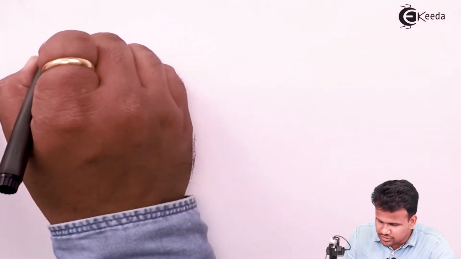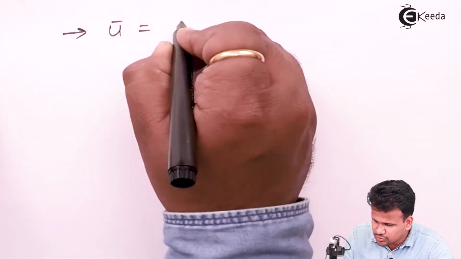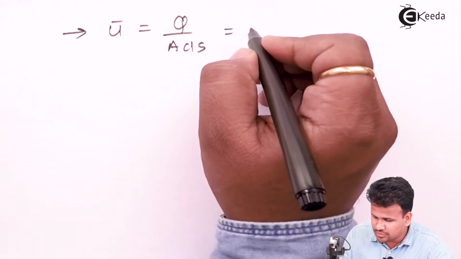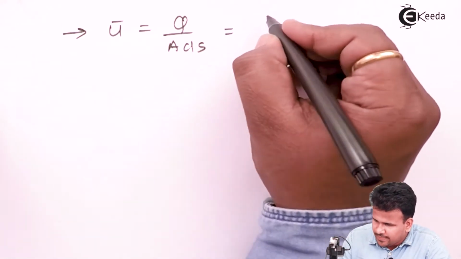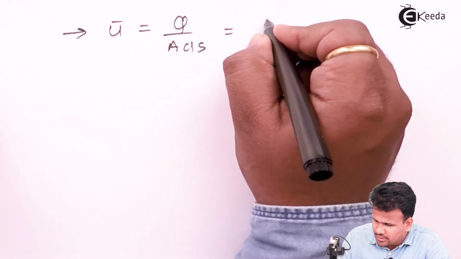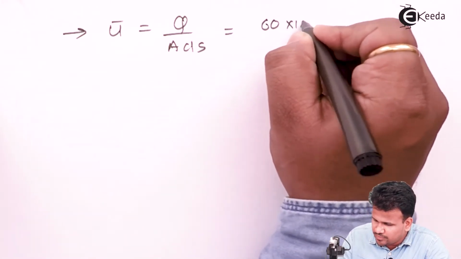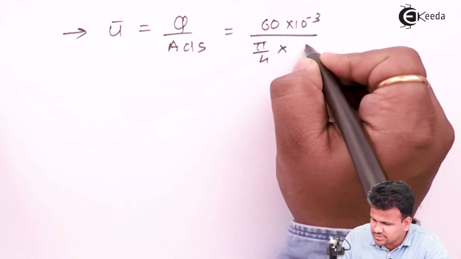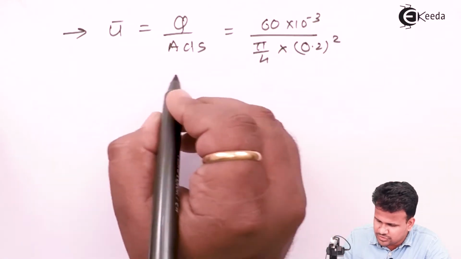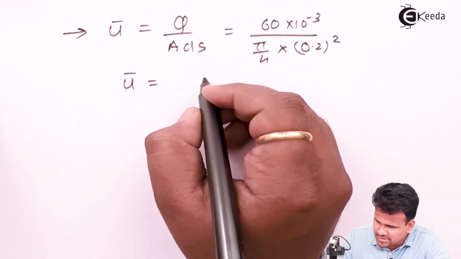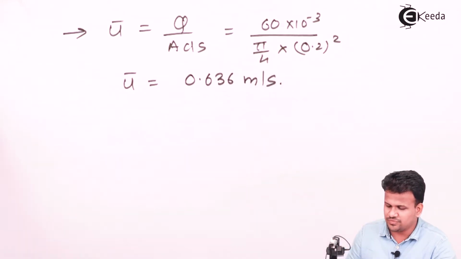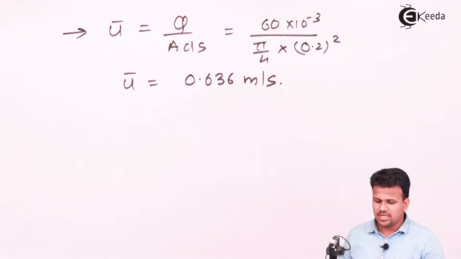So how will we calculate U bar? U bar will be equal to Q upon area of cross section. So that will give us 20 into 10 to power minus 3 is Q, and pi by 4 into diameter 0.2 square. On evaluating this, U comes out to be 0.63 meters per second. So we have calculated the value of U.